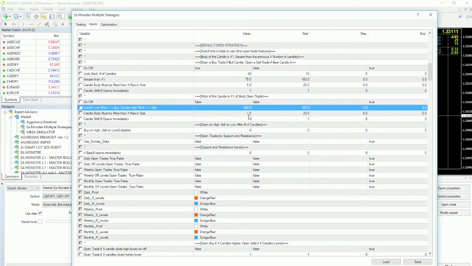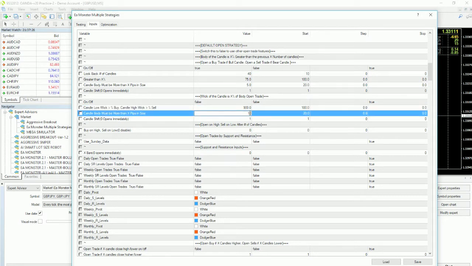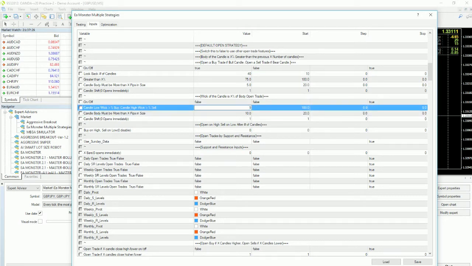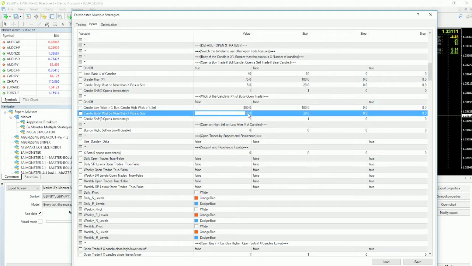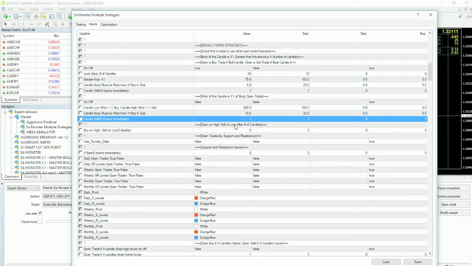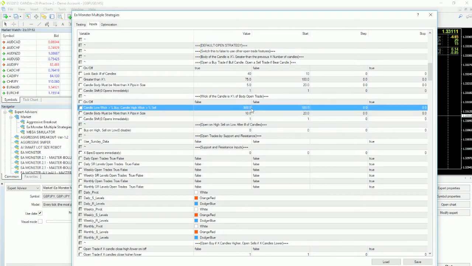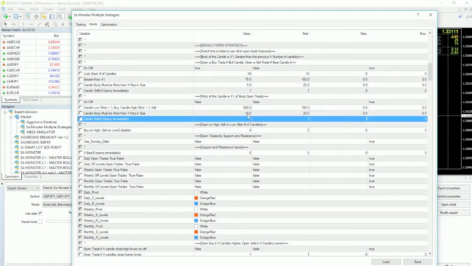Like I said, 1 pip body, 900% would be 9 pips. Set this to 10 and 900. Then you're talking about something that almost never happens, which would be like a 90 pip wick. That never happens. If it does, it's once every couple of years. But if you understand what I'm saying, just experiment with this. I don't use it much, but this actually can be very, very effective if you use your imagination.